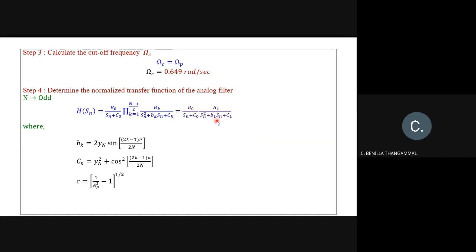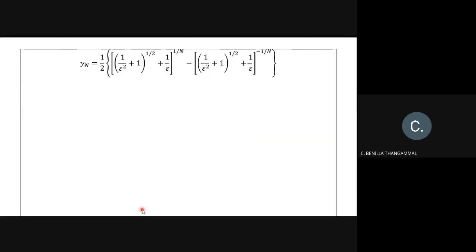You have to find your y of yn. So for that you need your epsilon. So epsilon is 1 by (a p square minus 1) whole power 1 by 2, where epsilon is going to be 0.75. Now find your y3. So y3 is equal to 1 by 2 of this formula. So substitute your epsilon value.